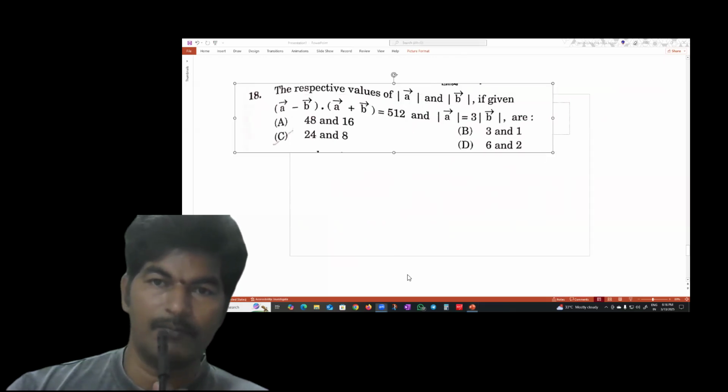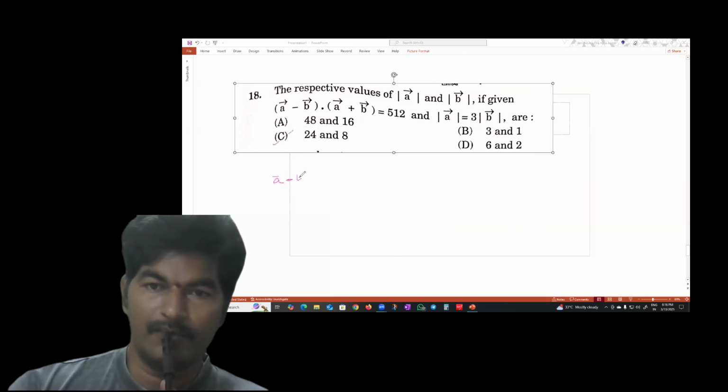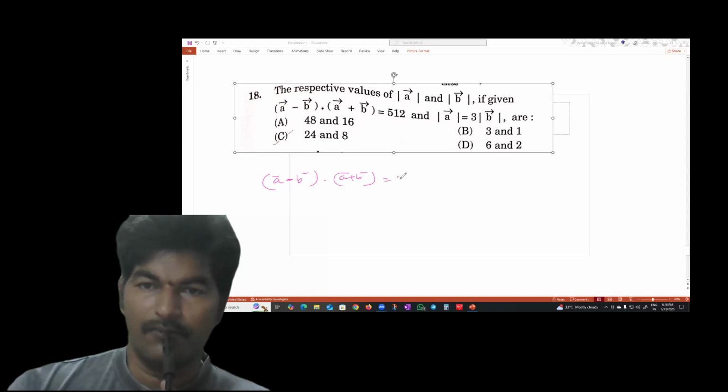Next, see next problem, 18. The respective values of A bar, B bar, if it is saying A bar minus B bar dot A bar plus B bar equal to 512. Okay, there is a relation. You can write mod A bar square minus mod B bar square equal to 512, because it's a dot product. And the relation is A bar is equal to 3 into B bar. So you can write 3 into mod B bar square minus mod B bar square equal to 512.